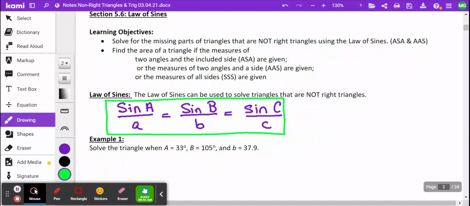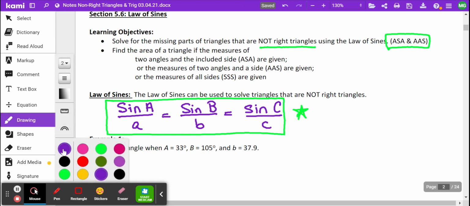Hi, everyone. What we're going to be working on today is the law of sines. So, you may have done this in geometry, but I certainly know it's been a while since you've done this. The law of sines is used to find missing parts of triangles, so sides or angles, and it's triangles that are not right triangles. Specifically, we will use it when we have angle side angle or angle angle side. So this is what the law of sines looks like.